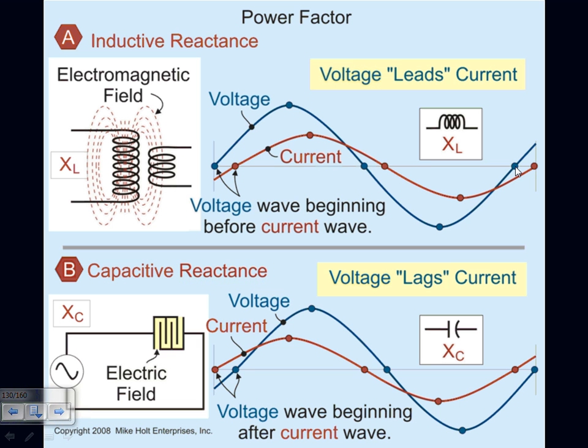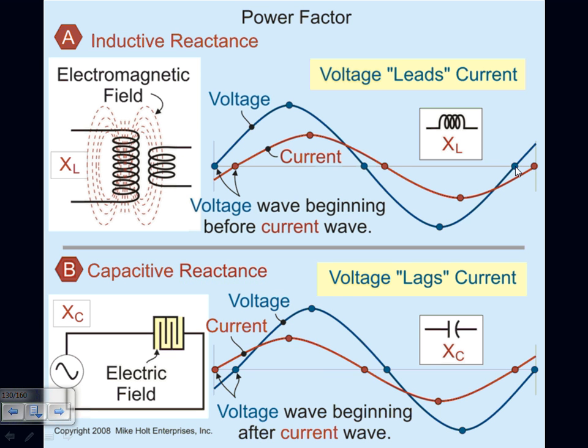We just talked about lead and lag. Lagging power factor: the current is lagging the voltage. The voltage wave comes before the current. So here's your lead power factor: the voltage leads the current, meaning the current lags the voltage. The current lags the voltage in an inductive reactance.